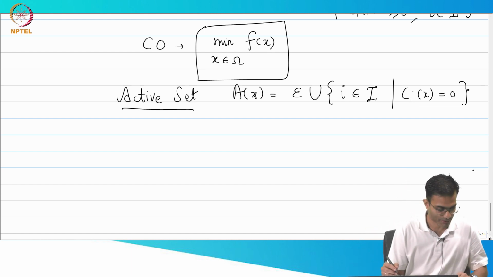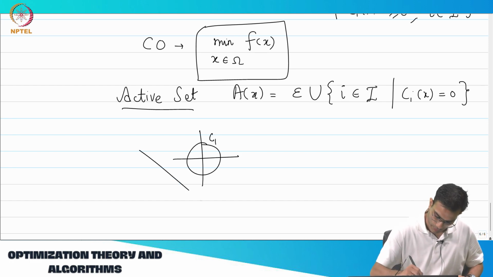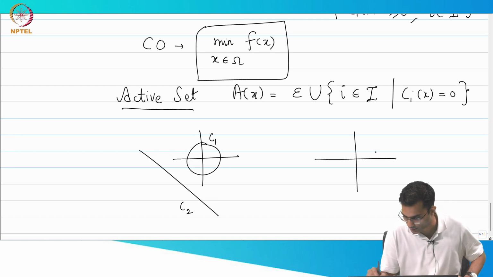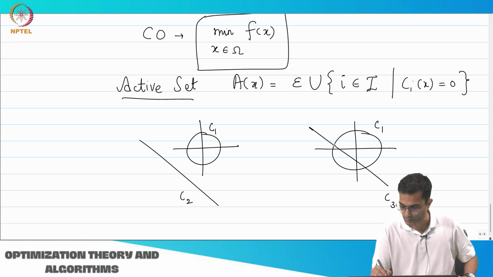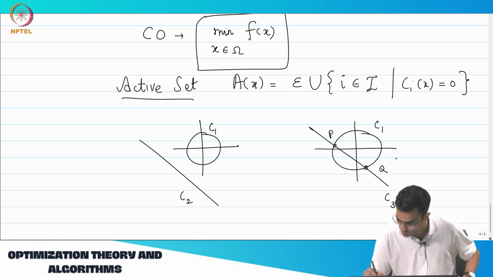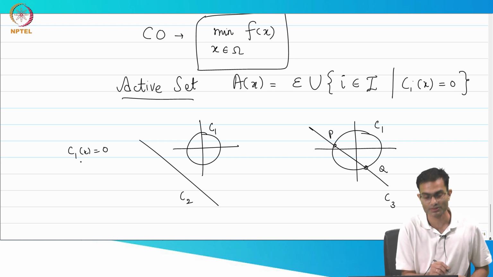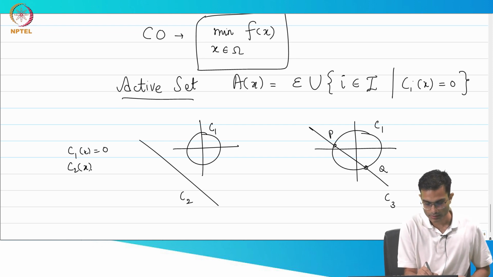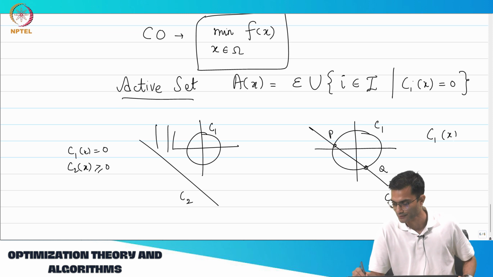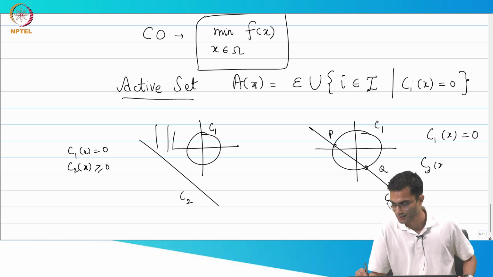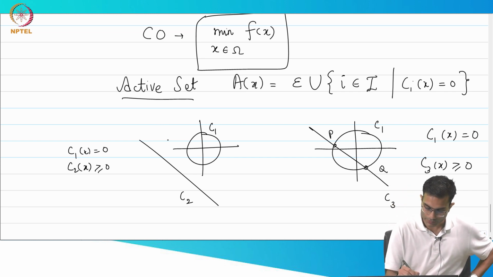Let's just quickly draw this once more. This was my C1, and this is my C2. And another case is this is my C1, this is my C3. Let's call this point P, this point Q. So C1 x equal to 0 is my equality constraint. C2 x greater than or equal to 0 is my second inequality. Over here once again I have C1 x equal to 0 and C3 x greater than or equal to 0.